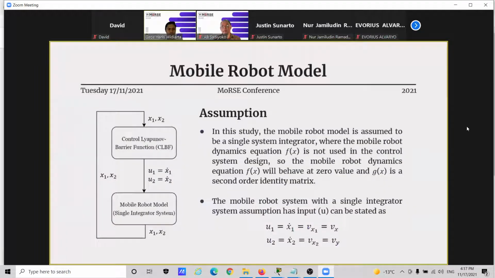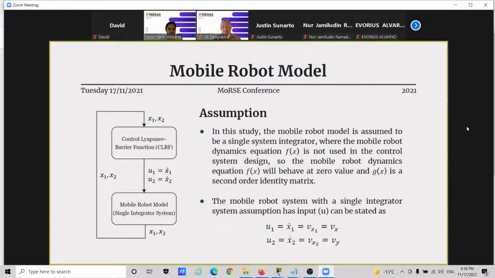Here's the literature review. In this research, we use one assumption for the mobile robot. The mobile robot model is assumed to be a single integrator system, where the mobile robot dynamics equation, or f(x), is not used in the control system design. So the dynamics term behaves as 0, and g(x), the input matrix, is a second order identity matrix. The purpose of this assumption is to simplify the mobile robot model and produce an output in the form of position, which is the input for the CLBF. Then a closed loop system is formed as the figure on the slide.